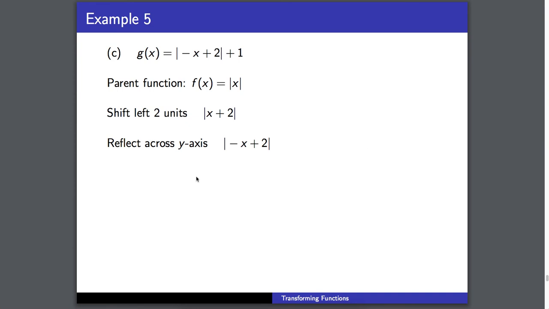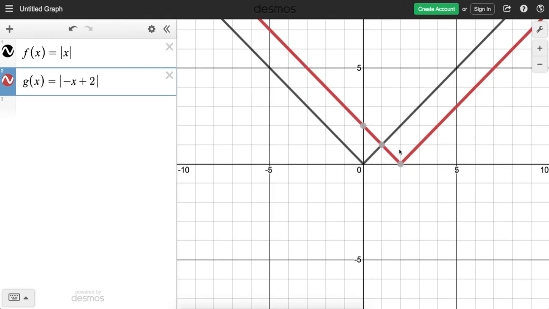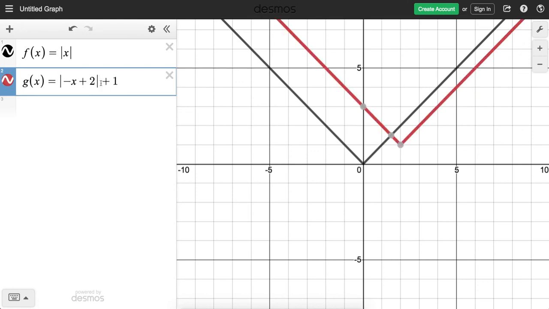We don't have any vertical stretching or compressing, but we do have a +1 outside the function. So the +1 that's outside is a vertical shift up 1 unit. So now we're going to take this graph in red and move every point up 1 unit. And there's our g of x graph.